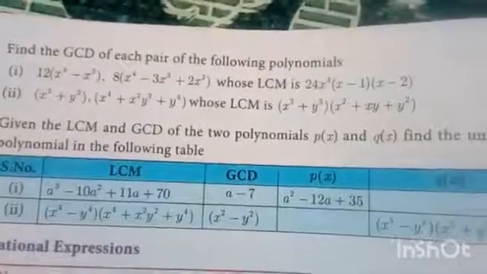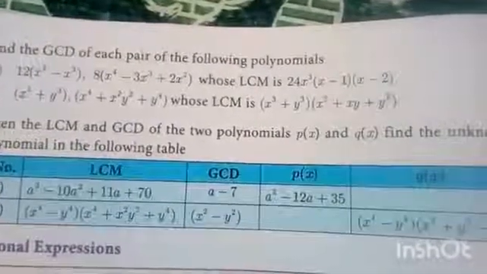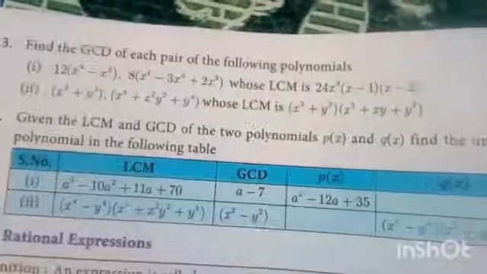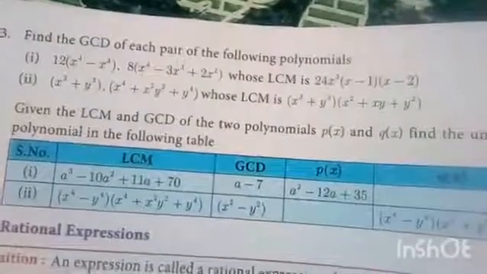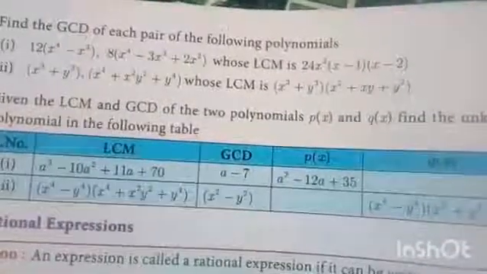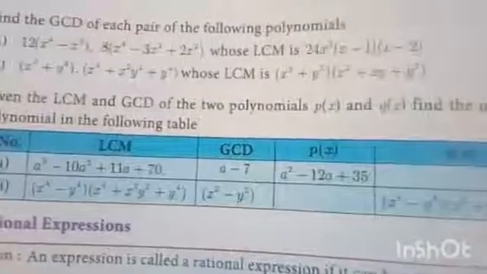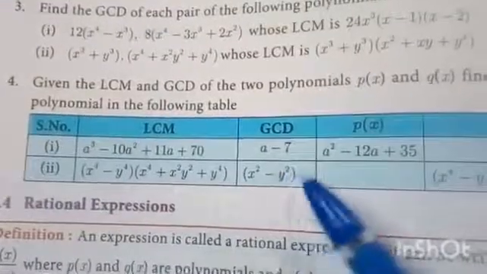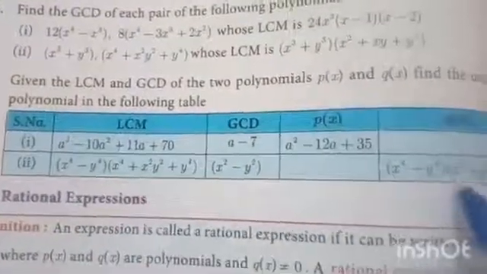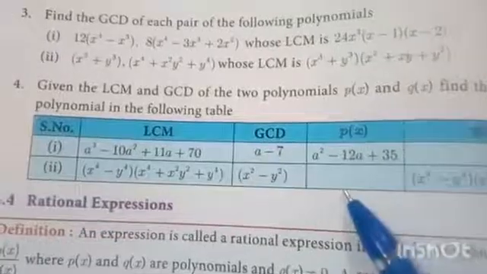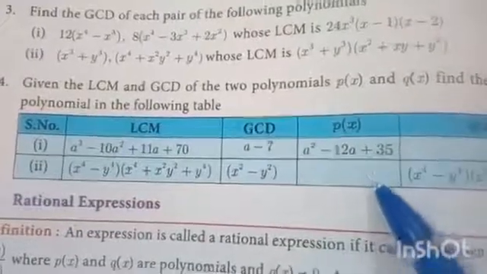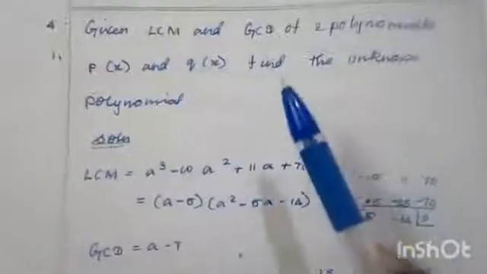For the fourth question, two problems are given. LCM and GCD of the two polynomials p of x and q of x are given. Find the unknown polynomials in the following table. For the first question, LCM, GCD and p of x are given. We want to find q of x. For the second problem, LCM and GCD and q of x are given. We want to find p of x. So we have to use that formula.